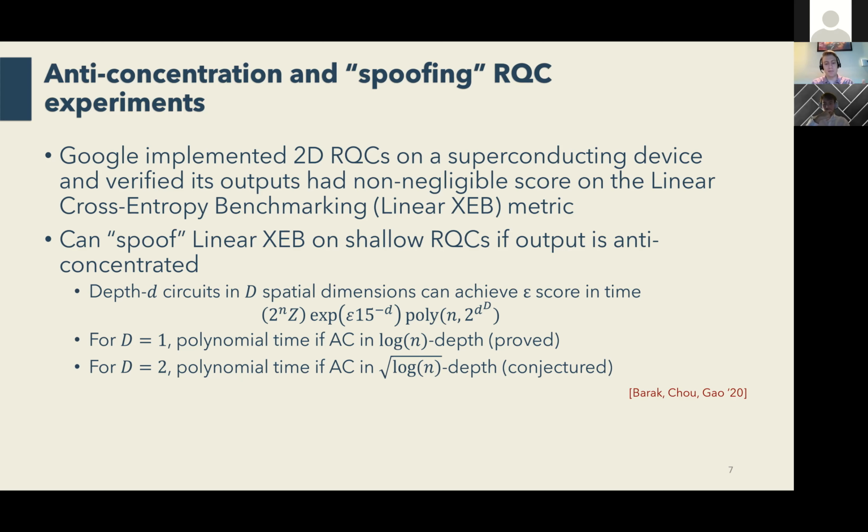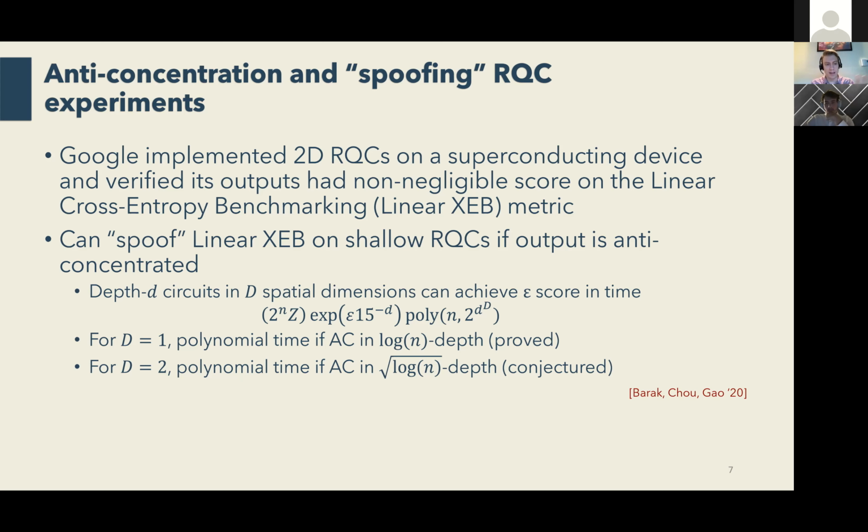But the amount of time that it took depends on this collision probability, the Z quantity. And in particular, in order for this to be a polynomial time algorithm, you'd have to reach this anti-concentration property within a certain depth. And so in 1D, for their application, they needed anti-concentration within log n depth, which they proved. And in 2D, they needed it to occur within square root log n depth, which they conjectured. And so we'll come back to this conjecture later after we state our results.